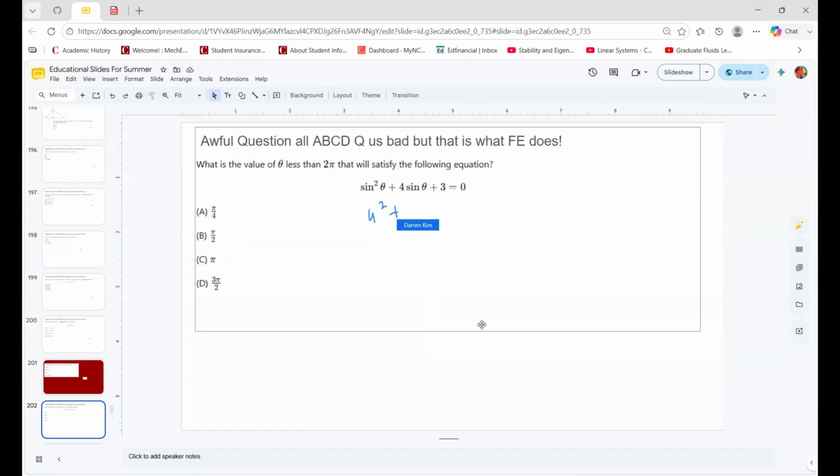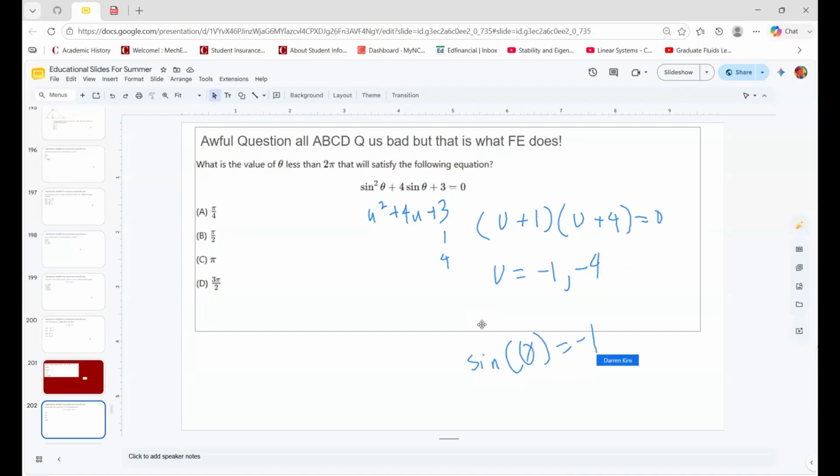So that's u squared plus 4u plus 3, which factors as 1, 4. So the answer is that u has to equal -1, or u has to equal -4. So u must equal -1 or -4. The sine of theta equals -1. So arc sine of that, that's right. I don't think sine can be -4, though. It's pi over 2. And -4, I don't think it can be because it's between 2 pi as the main area also. So it must be pi over 2.